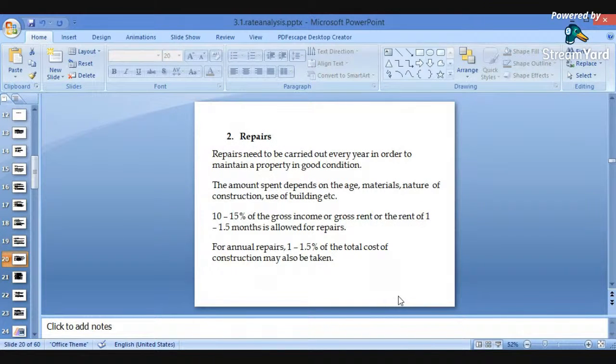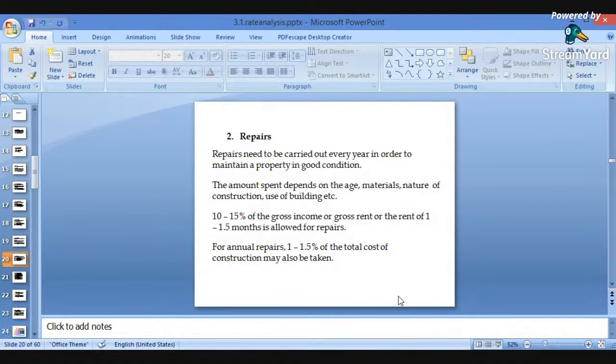Then what are the repairs? Repairs are works that need to be carried out every year in order to maintain a property in good condition. Some repairs have to be carried out in order to generate the revenue from the property and keep it in proper working condition. There should be repair works, so repairs need to be carried out every year.